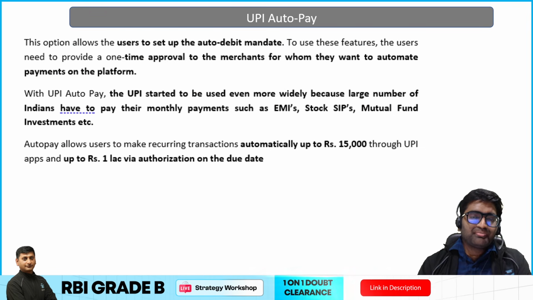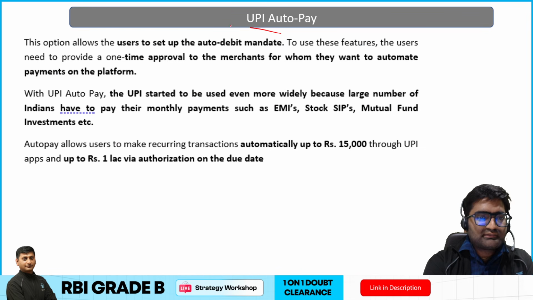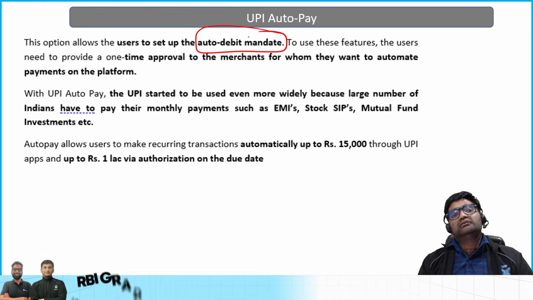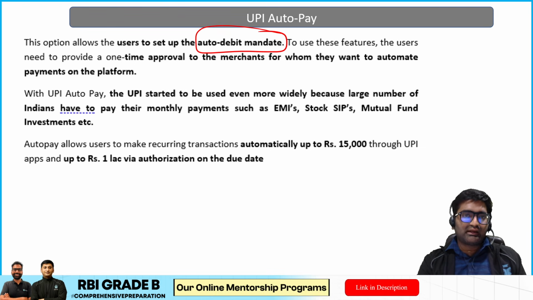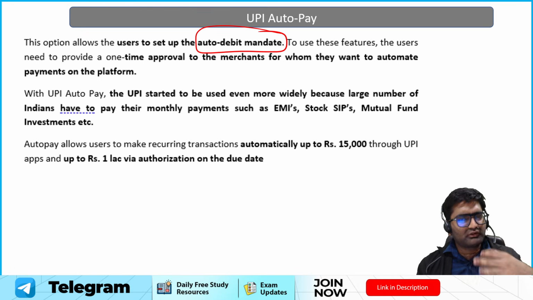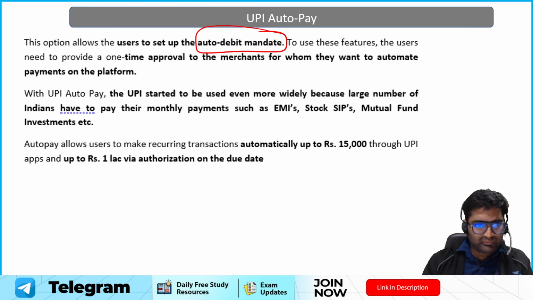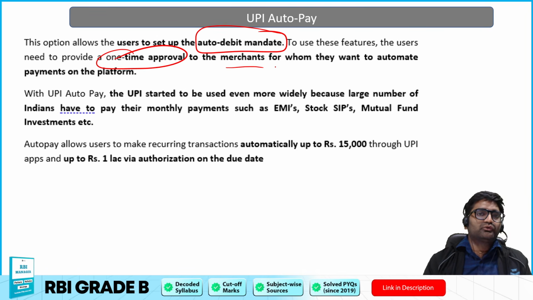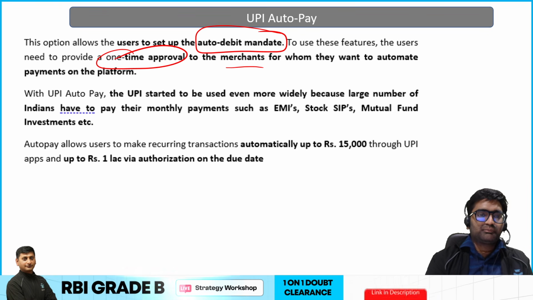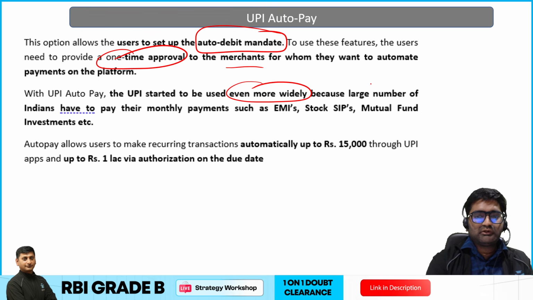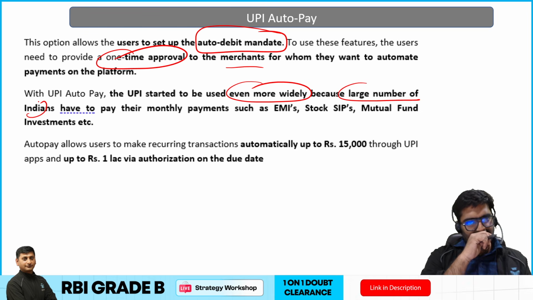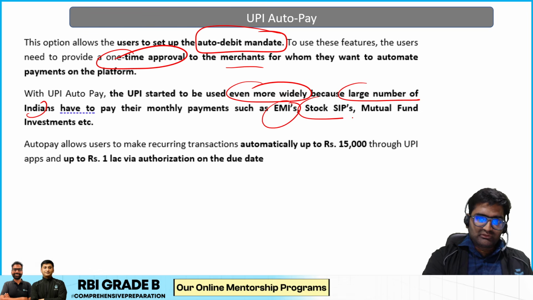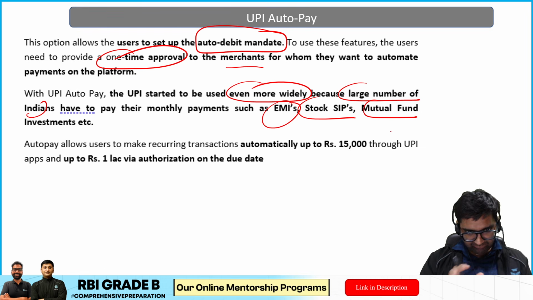Now talking about other modern initiatives, like UPI AutoPay. You give a standing instruction, and then through UPI the auto debit mandate is given and your money will be auto debited at a particular date every month or whatever frequency you fix. Okay, you have to give one-time approval to the particular merchants, and they themselves will be taking money from your account. UPI started to be used even more widely because a large number of Indians have to pay EMIs, stock SIPs, mutual fund investments, etc.